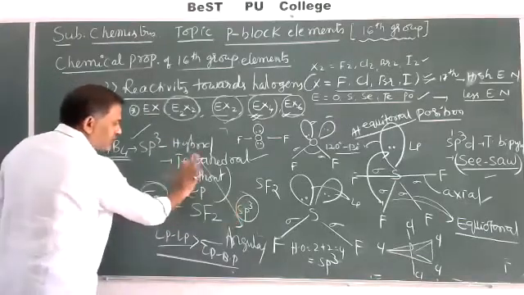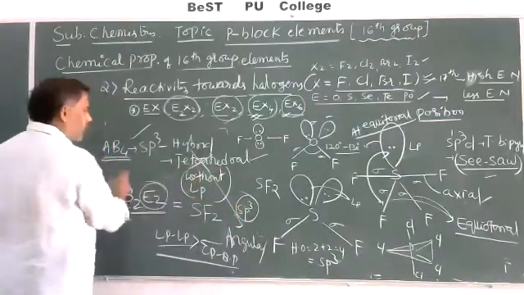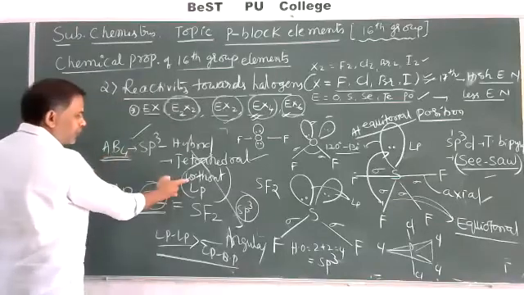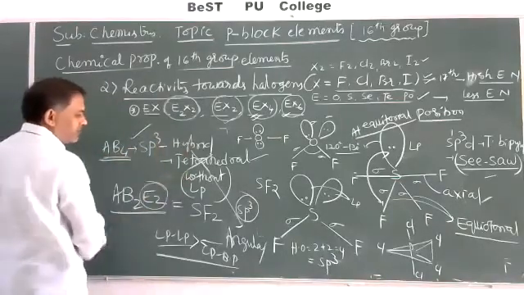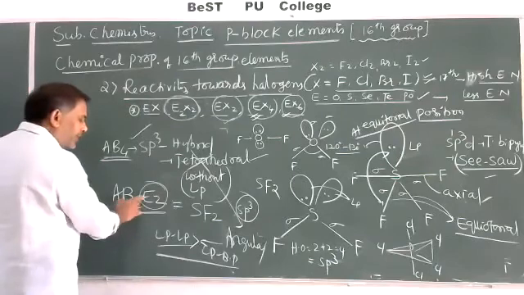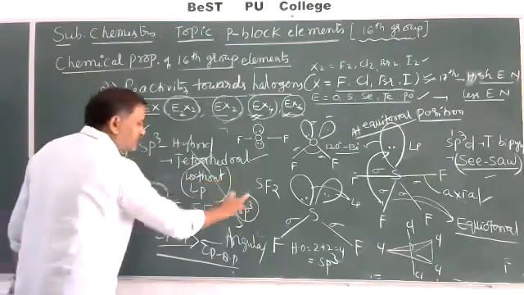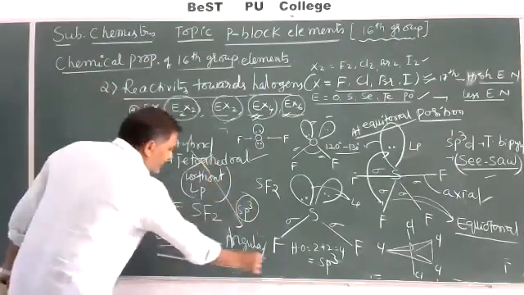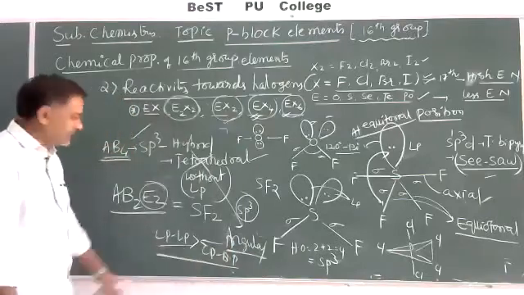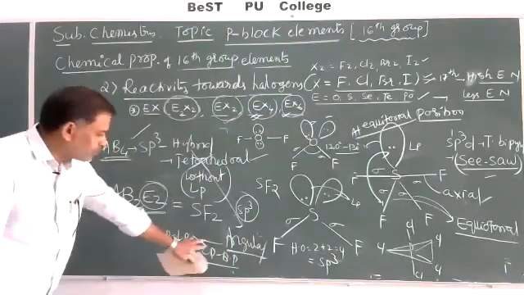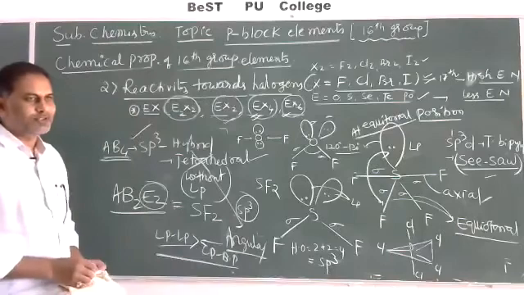sp3 geometry is not always tetrahedral. Only sp3 AB4 type, without lone pair, is tetrahedral. The AB2E2 model containing two lone pairs is sp3, but not tetrahedral, it is an angular shape. The reason is lone pair-lone pair and lone pair-bond pair repulsions.